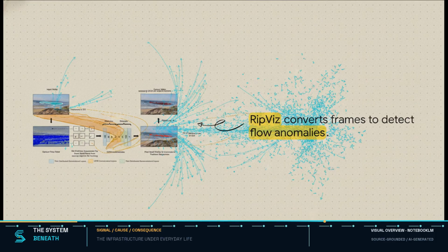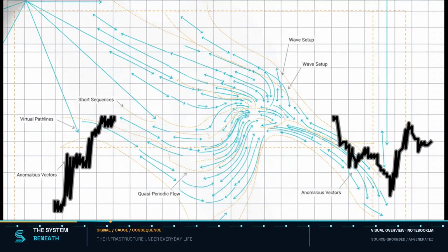First, it converts the video frames into an optical flow field, meaning it measures the unsteady 2D movement of every single pixel over time. Then it uses something called an LSTM autoencoder, which is a specialized type of neural network. The researchers trained this network on what normal ocean flow looks like, regular waves washing up and retreating. So when it processes a new video and sees water doing the exact opposite, flowing continuously out to sea, it immediately flags those anomalies. The software actually creates short visual traces, called virtual path lines, to track this water movement frame by frame.